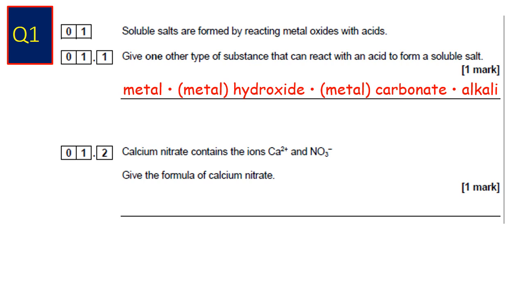The next question: calcium nitrate contains the ions Ca2+ and NO3-, give the formula of calcium nitrate. So we've got to remember, in a stable compound, the net charge is going to be 0. So with a 2+ and a minus charge on the NO3, we need another NO3 for the net charges to cancel out to be 0. They will not penalise you if you have left the charges in. So if you wrote Ca2+ and NO3- and put the 2, they're not going to mark you down for that bit.